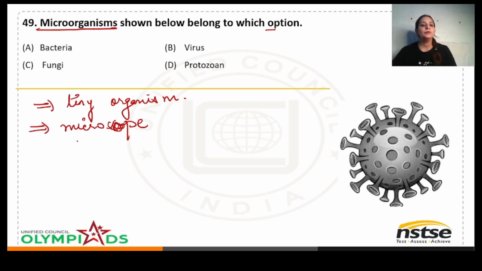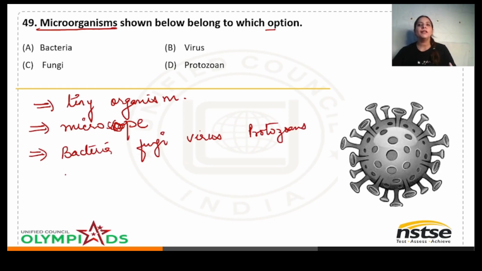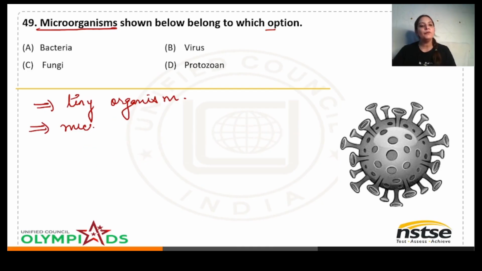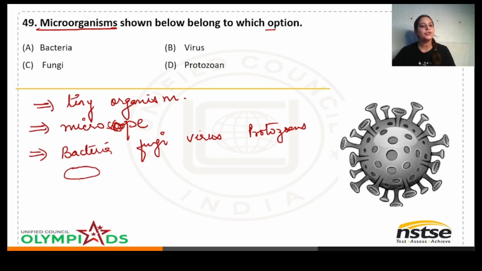Now, we have different types of microorganisms, like bacteria, fungi, virus, and yes, protozoans also. Microorganisms can be useful for us, and on the other hand, they can be harmful for us also, because they can cause many diseases, as they are infection causing agents. Bacteria are rod shaped, maybe spiral in shape, maybe comma shaped.